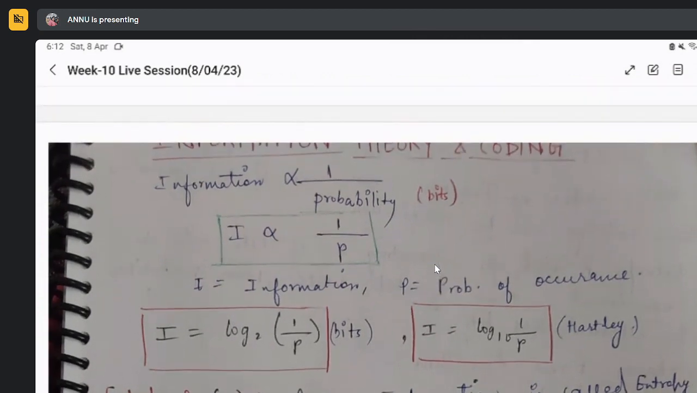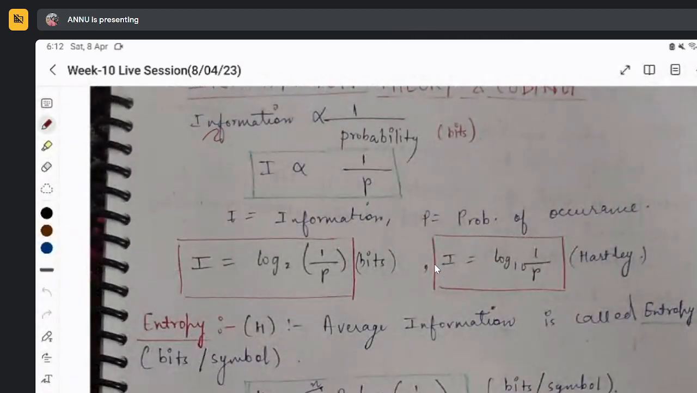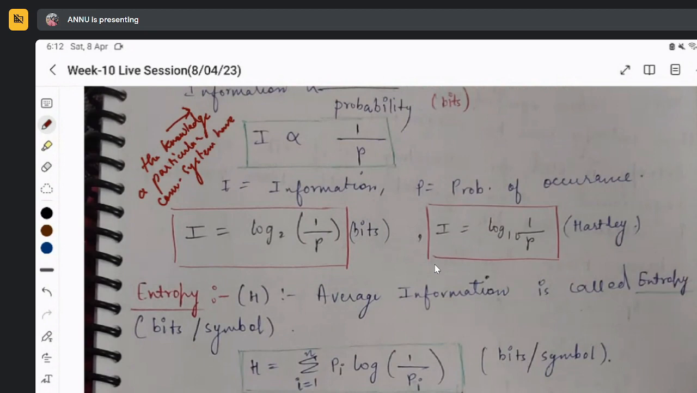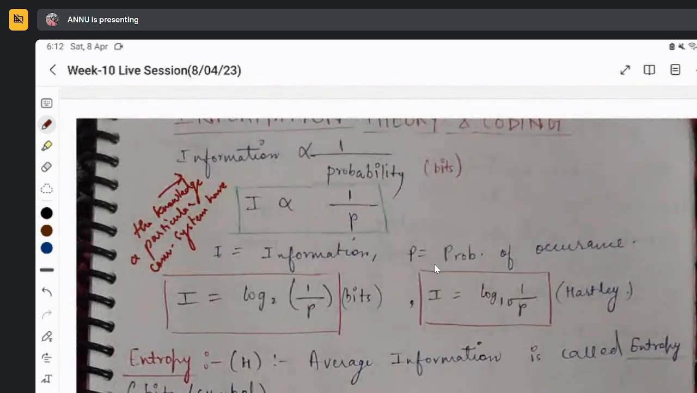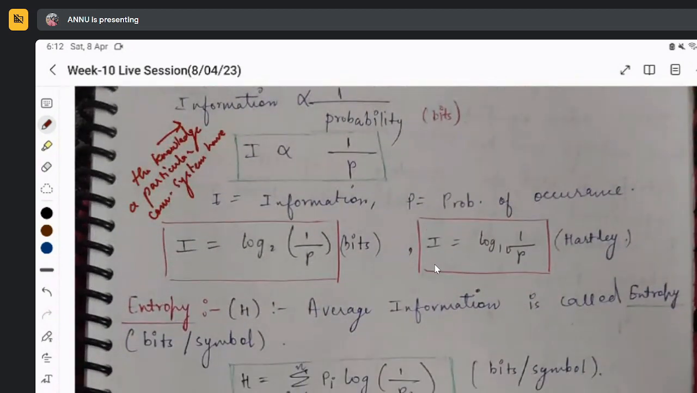The information is inversely proportional to probability. Information is actually defined as the knowledge a particular communication system has. If I is equal to information and P is equal to probability of occurrence, then I is equal to log 1 by P, which is defined in terms of bits. Information contained in any communication system is defined in terms of bits, and I is equal to log 2 1 by P. If log 10 is there, then it is defined in terms of Hartley, whereas if log 2 is there, then it is defined in terms of bits.